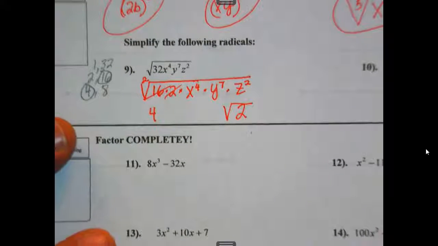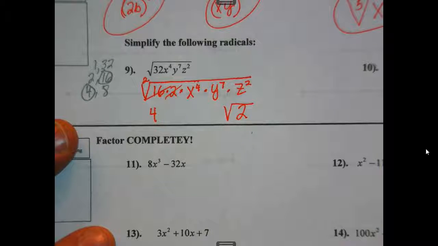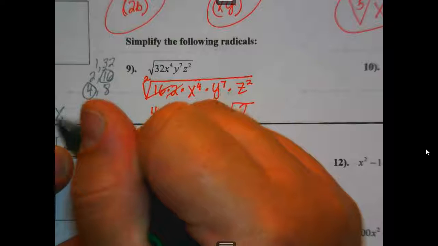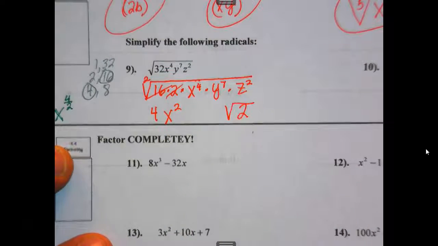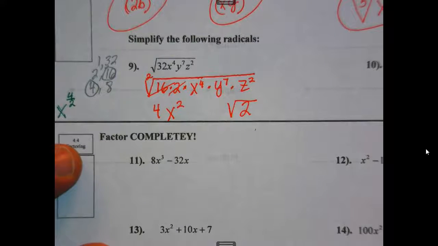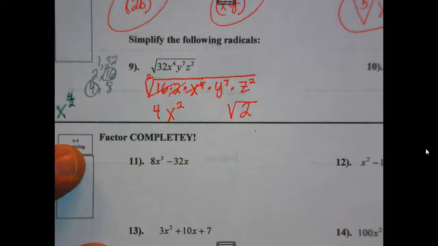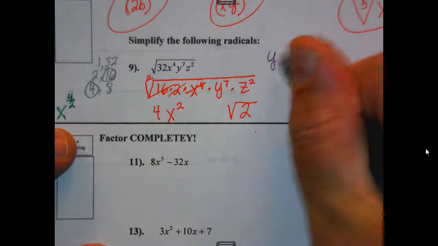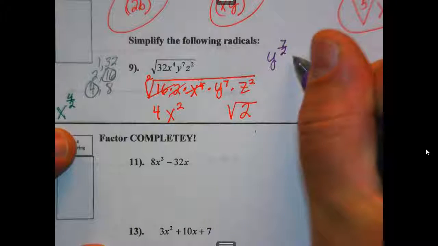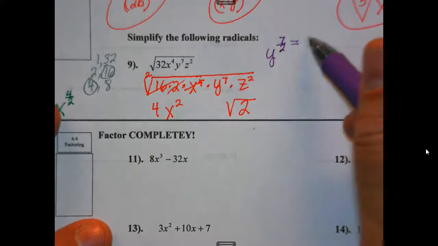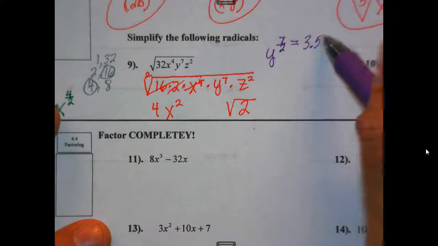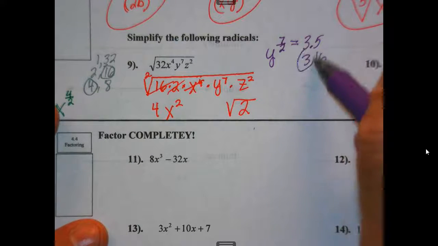What's the square root of x to the 4th? x to the 4 divided by 2 is what? x to the 2. Nothing left over, right? 4 divides evenly by 2. Okay, takes care of my x. What's y to the 7 divided by 2? What's 7 halves divided by 2? 3.5, right? Okay, I'm going to take this whole number.